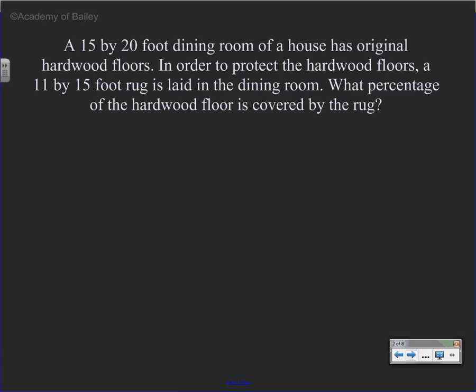So if we look here, the first example says a 15 by 20 foot dining room of a house has original hardwood floors. In order to protect the hardwood floors, a 11 by 15 foot rug is laid in the dining room. What percentage of the hardwood floor is covered by the rug?